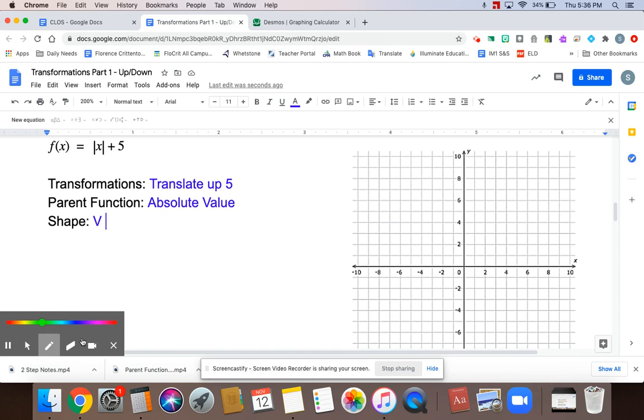So how I'm gonna graph it is I'm gonna take my 0, 0 point, and I'm gonna go up 5. 1, 2, 3, 4, 5. And there's my new 0, 0. I've moved that vertex. Then I'm gonna go over 1, up 1, and then also over 1 towards the left and up 1. Finally, I have to make the right shape, the V shape for my graph. And I'm done. I've graphed it.